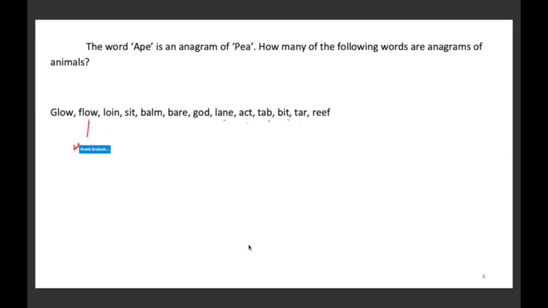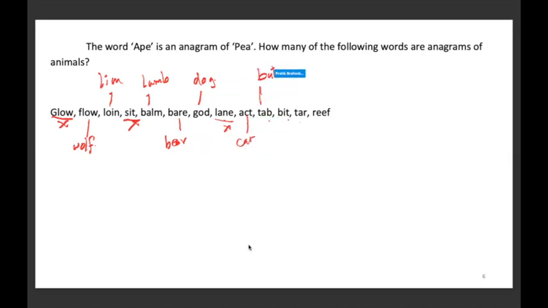Flow will be wolf. Loin will be lion. Sit is not possible. Cycle is not possible. Balm will be lamb. Bear will be bear. God will transform to dog. Lane, it's not possible. Act, cat. Tab, bat. Bit, not possible. Tar will be rat. Reef is also not possible. So we find a total of 8 words that are anagrams of animals in this set of words.